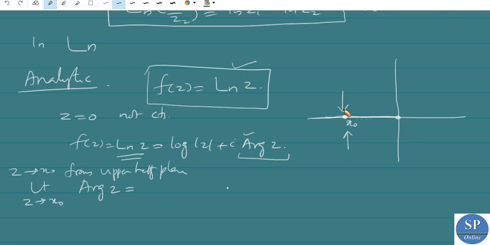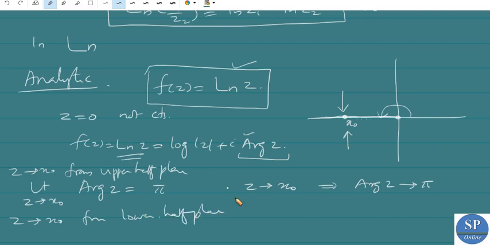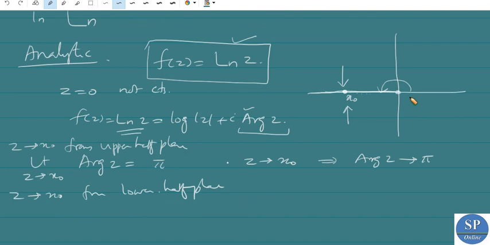So when z is in the upper half plane, what will the argument be? It comes like this, that is pi. So argument is pi. Okay, so as z approaches x0 from the upper half plane, then argument of z approaches pi. Similarly, if z approaches x0 from the lower half plane, it comes like this.